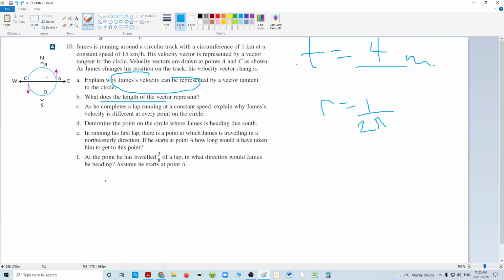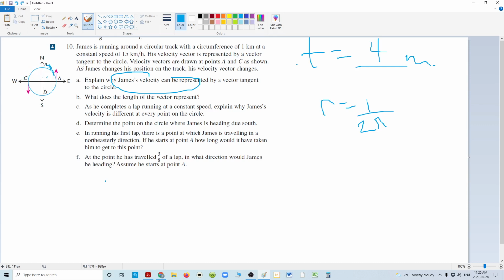What does the length of the vector represent? The length of the vector represents his speed, 15 kilometers an hour. As he completes a lap running at a constant speed, explain why James's velocity is different at every point of the circle. Well, the magnitude's always 15, but the direction every second changes to the tangent, right?